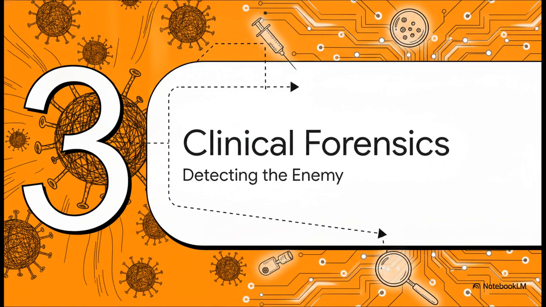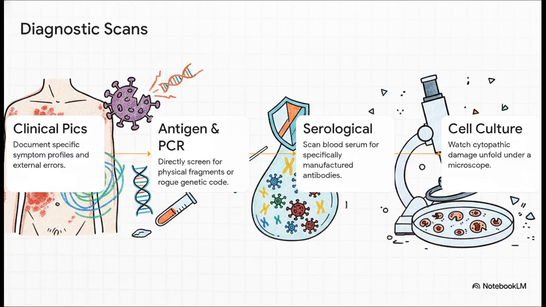Okay, Section 3, clinical forensics, detecting the invisible enemy. Let's put our clinical hats back on. When a patient comes in, how do we diagnose a systemic breach that we can't even see? Well, step 1 is the overall clinical picture. We look for distinct physical signs like a shingles rash or a specific pattern of fever.